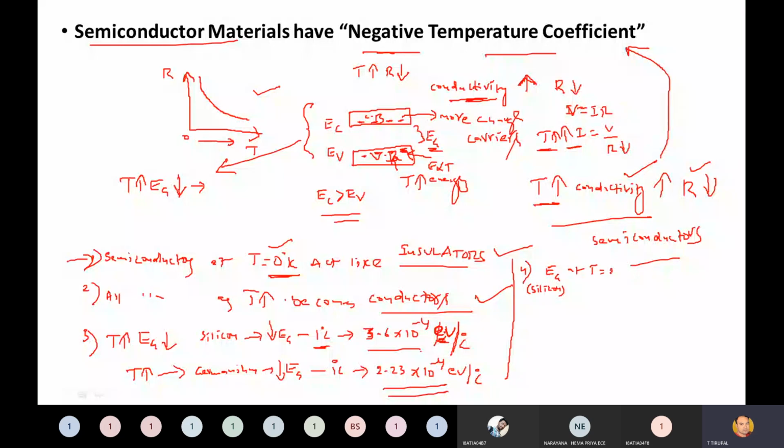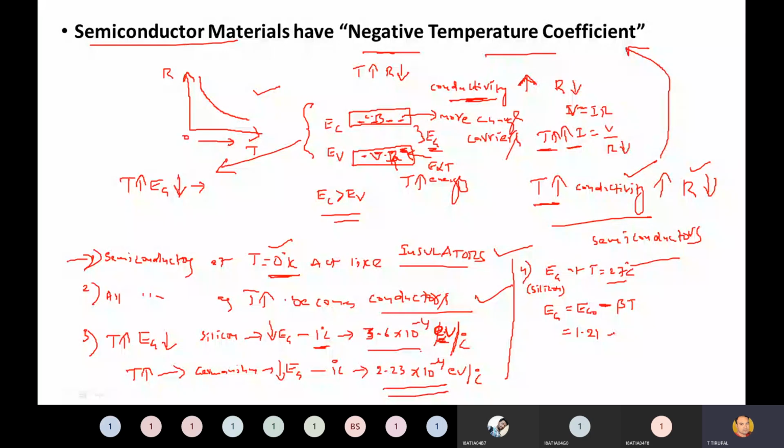There is a formula here, and the formula is important. Eg is equal to Eg naught minus beta into capital T. What is Eg naught? Eg naught means the energy gap at 0 degree Kelvin. For silicon it is approximately equal to 1.21 electron volts. This is a default value, 1.21 electron volts.